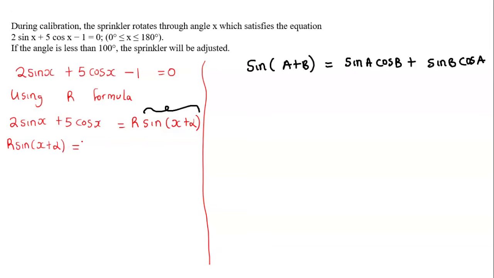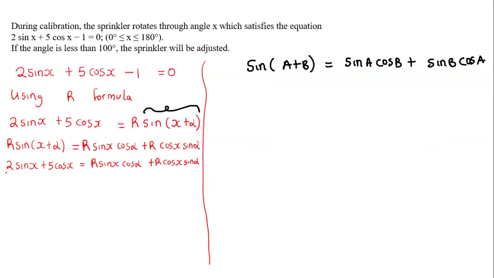Okay, Master. Yes. So here we shall have this as r sine of x cos of alpha, then plus r cos of x sine of alpha. So what are you going to do next? You are going to make a comparison. So when you compare, on this side you have 2 sine of x plus 5 cos of x. And what are you comparing with? You're comparing with r sine x cos of alpha, then plus r cos of x sine of alpha.